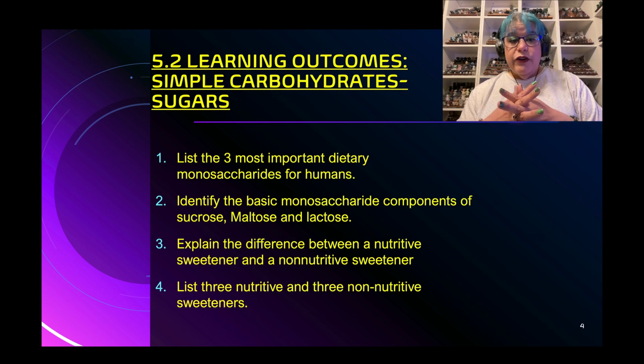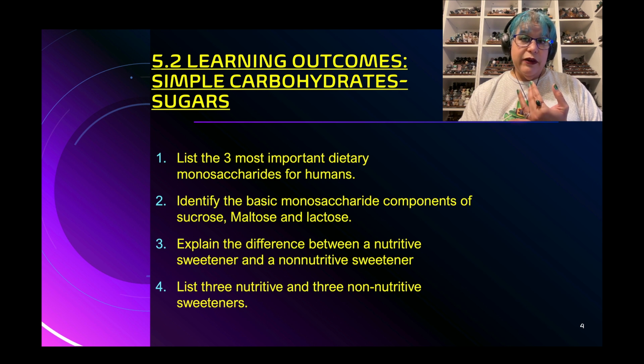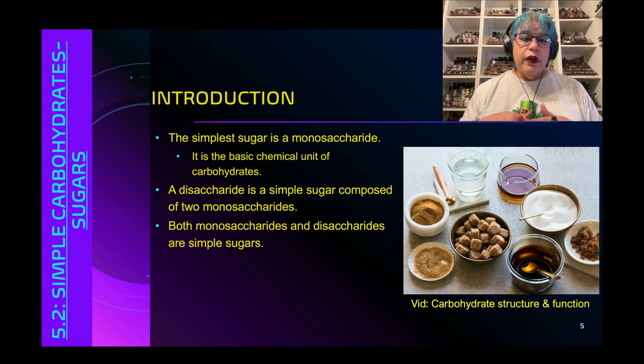5.2, simple carbohydrate sugars. We're going to list the three most important dietary monosaccharides for humans, identify the basic monosaccharide components of sucrose, maltose, and lactose, explain the difference between a nutritive versus a non-nutritive sweetener, and then we're going to list three nutritive and three non-nutritive sweeteners.